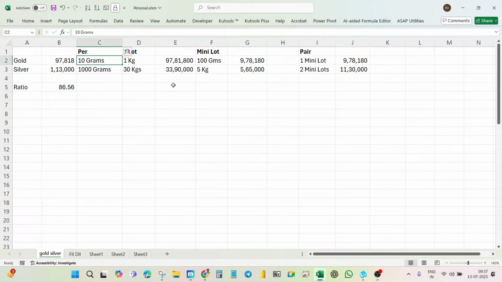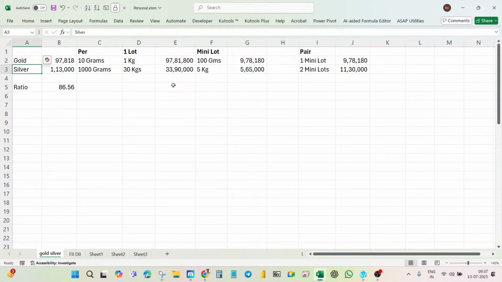And one lot, if you see here, 10 grams is the price, and 1 kg lot size will be 98 lakhs, and for 30 kg of silver, 34 lakhs. When you see mini one lot, for gold it will be around 10 lakh rupees, and for mini one lot of silver around 5.5 lakhs. So the perfect pair will be one mini lot of gold equal to 2 mini lots of silver roughly. May not be exactly the same, but at least nearby.